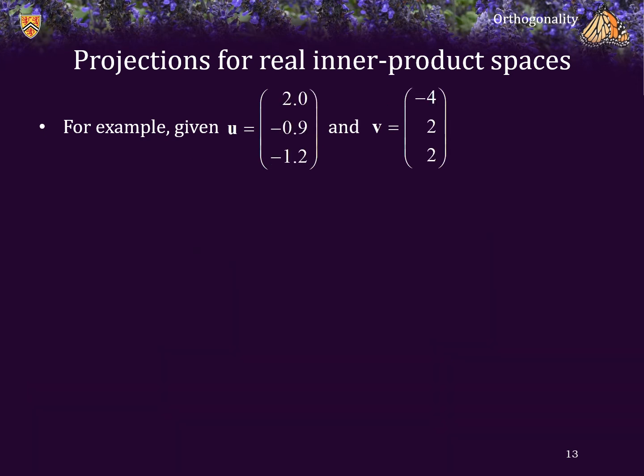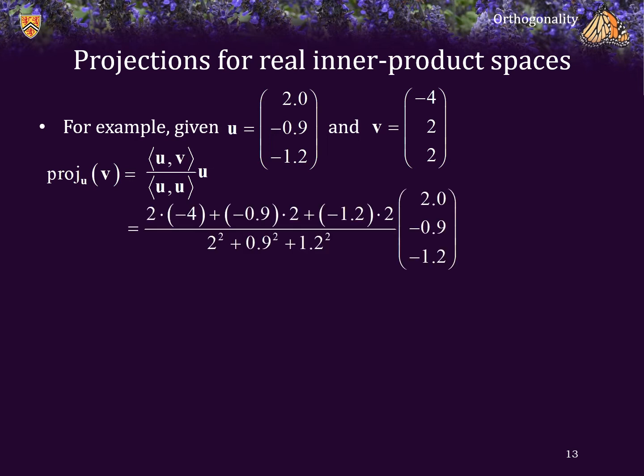Let's go into R3 now. Let us find the projection of the vector v onto this vector u. Now, you can see that the vector v is approximately -2 times the vector u. So when we find the projection, we should get approximately -2 times the vector u to be that projection. So the projection is defined as this ratio of inner products times the vector u.